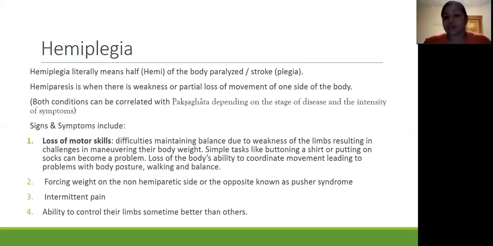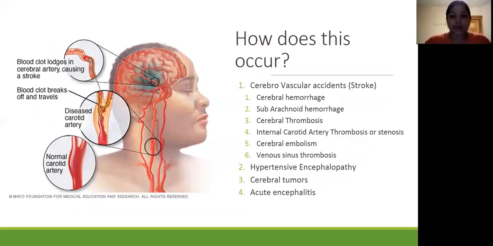Of course, other associated symptoms are typical, such as headaches, dysphagia, difficulty in speech, slurred speech, which we had seen with the Ardita or the facial palsy or Bell's palsy. They tend to have all of those signs and symptoms associated with the other issues of the motor skills of their limbs. Okay? So how does this occur? What really causes hemiplegia, or what really causes pakshaghata? In both situations, it's somewhat of a similar description.